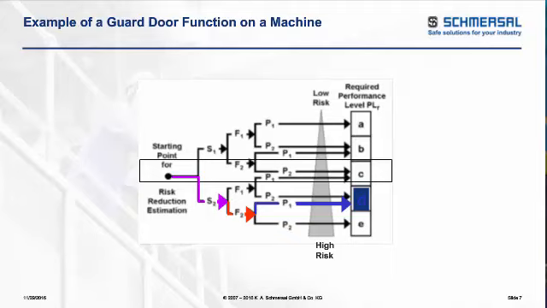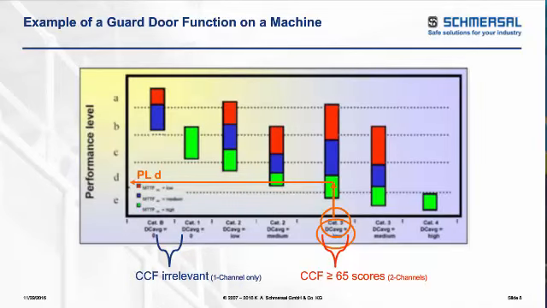Please bear with me. Again, we're not going to go into details of the actual 13849 standard, but understanding the practical purposes of when we identify a function, what do we really need to do? So in this case, where we identified the function, we need to achieve a performance level D. We may decide to design a control category 3 architecture, which is a redundant monitored type of safety system.